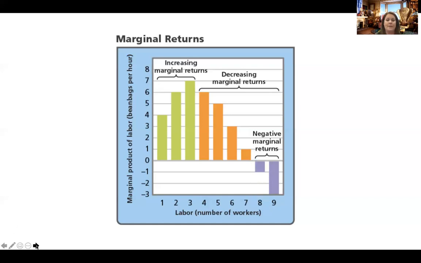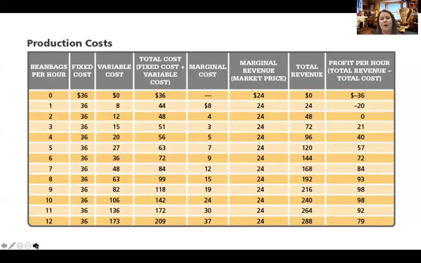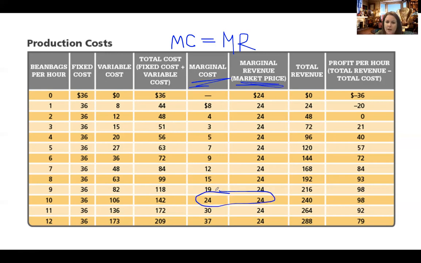Okay, next one. Here's that big table with all those numbers that made your head spin. And this is a very simple question here. According to the table, what is going to be our best level of production? And remember, I said the best level of production is when marginal cost equals what? Marginal revenue. Where does marginal cost equal marginal revenue? Right here. And what is the total number of bean bags? You got it. Yes. There you go.